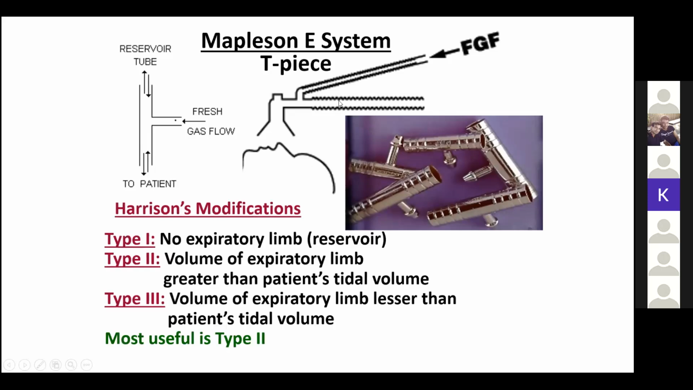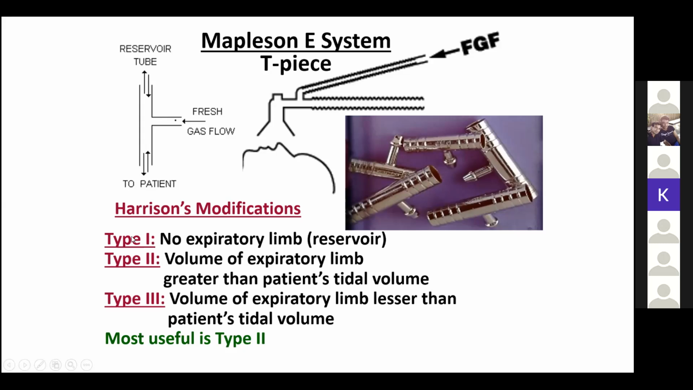Now Harrison modified this as type 1, type 2, type 3. Type 1 is no expiratory limb, meaning no reservoir at all. Type 2, volume of expiratory limb greater than the patient's tidal volume, what you are seeing here. And type 3 is volume of expiratory limb lesser than the patient's tidal volume. Most useful is type 2, that is volume of expiratory limb greater than the patient's tidal volume, because little rebreathing can occur, but not so much. But whatever you are supplying, the patient will get.